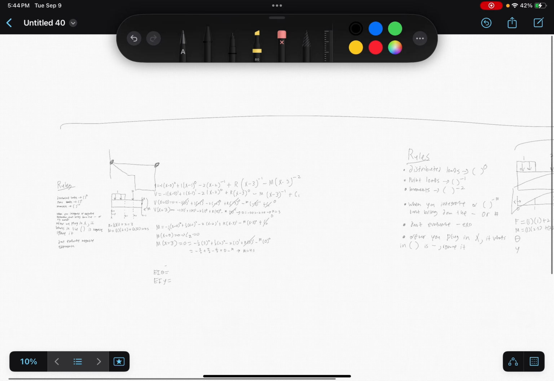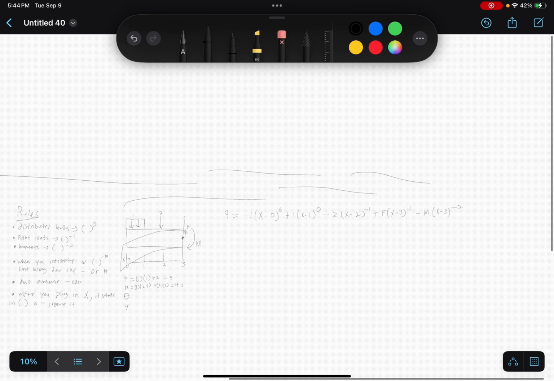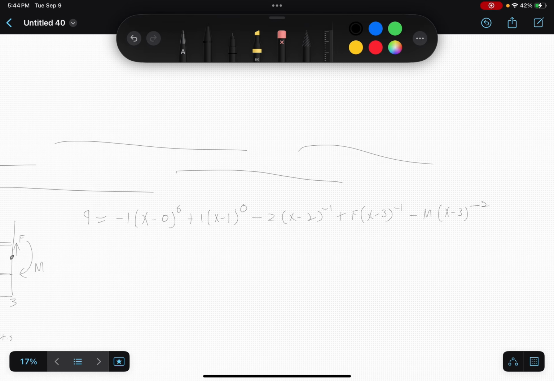And it's -2 because moments are to the power of -2. I did most of the problem over here just to make sure I could do it. Okay. So that's a Q equation. It doesn't really mean anything. It's just the one that you use to set up everything.